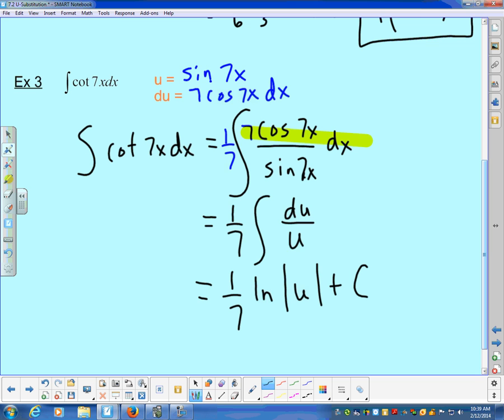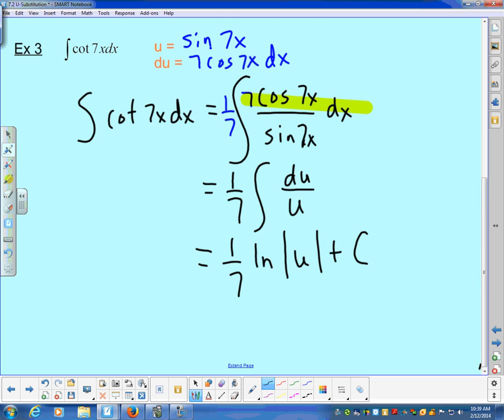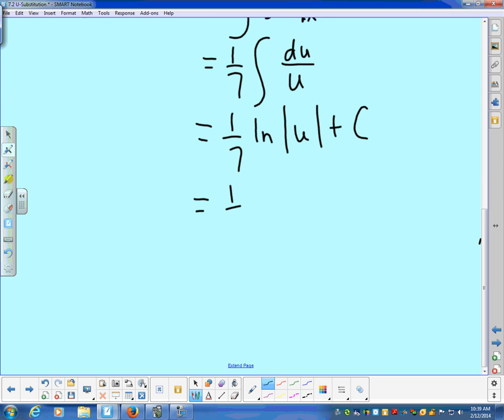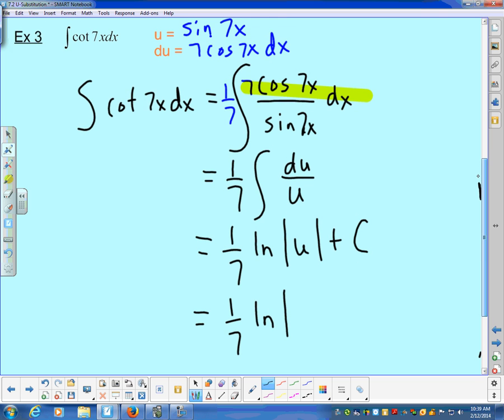Now you had said there's a sign involved in this. Okay, where does the sign come from? Well, when I substitute back in, I've got it. So it's 1/7 ln of sine 7x plus c. If you look at your table there, number 13, it should match it, except for the constant.